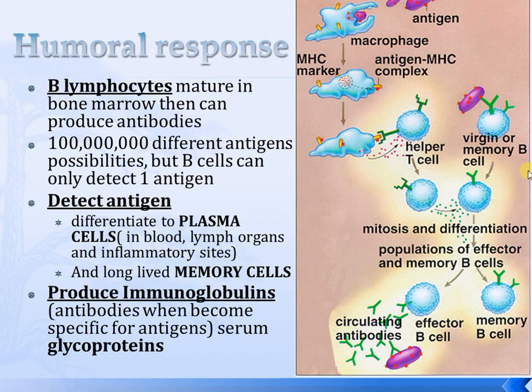The B cells make the antibodies. So the activated B cell is called a plasma cell. It makes tons of antibodies. T cells do not make antibodies.